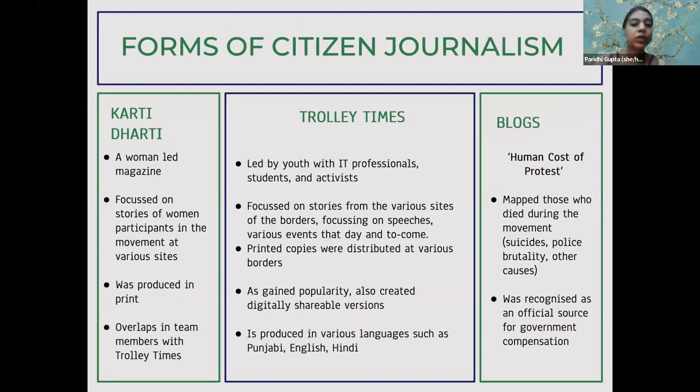A newspaper known as the Trolley Times was an endeavor towards the same. It began in December 2020, and by the end of the protest, it had produced 22 editions of the paper. The word trolley refers to the transport vehicles of the farmers, and they have been important symbols of the protest.